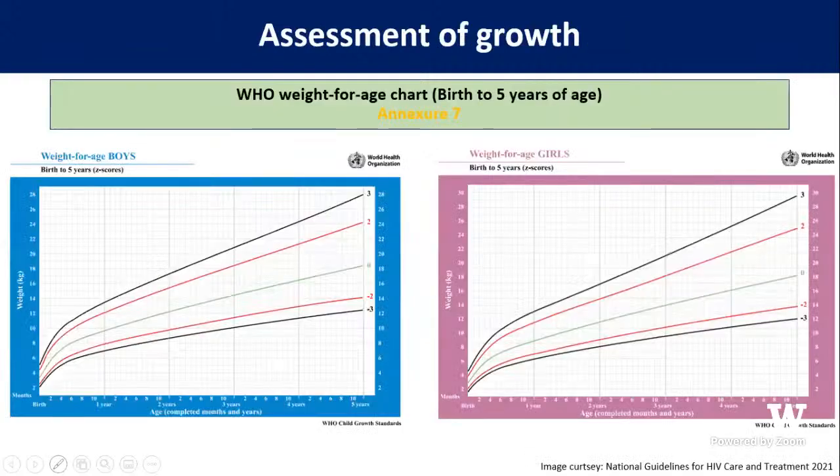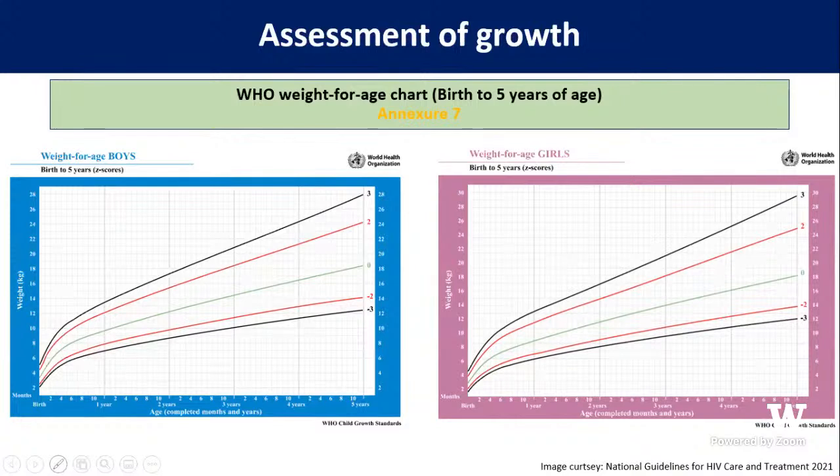So this is a growth chart. What we recommend is for a child up to 5 years of age, we use WHO growth charts. And if you see, this growth chart is for boys and girls. It is showing weight for age. And you can see there is a median green line of 0, which means the median weight. And above and below are lines. Above is 2 and 3 and below is -2 and -3.